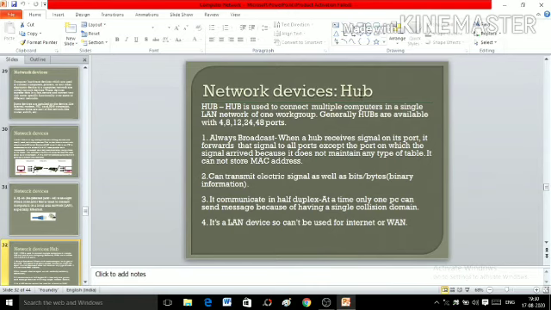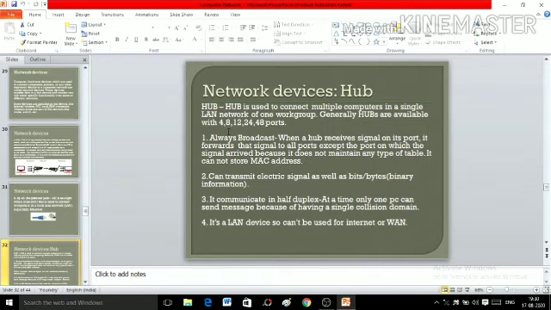Now the next networking device is hub. Hub is an external networking device. It means it is not present inside a computer system or any other networking device. It is a part of a computer network which is used to connect multiple computers in a local area network. Generally, hubs are available with 4, 8, 12, 24, 48 ports.